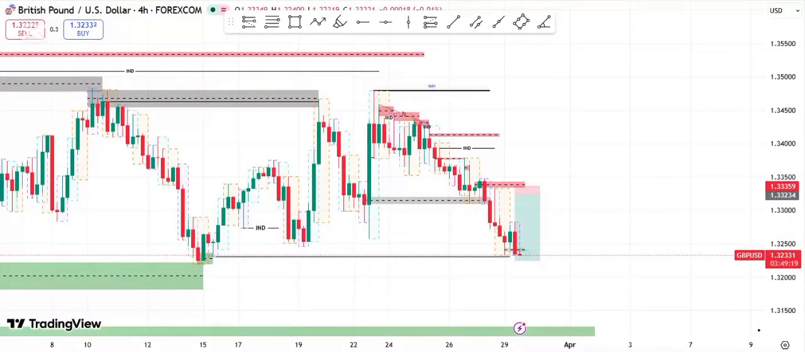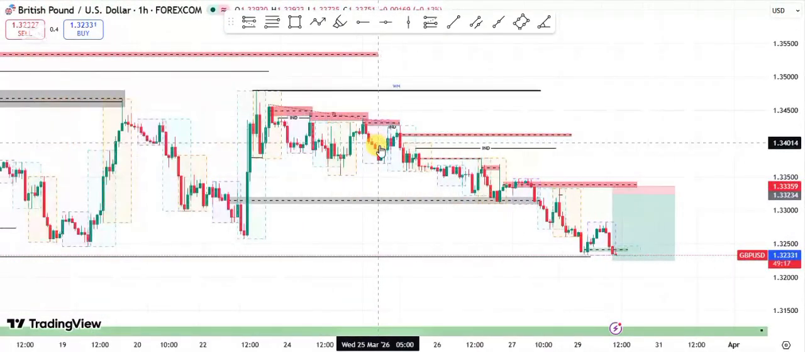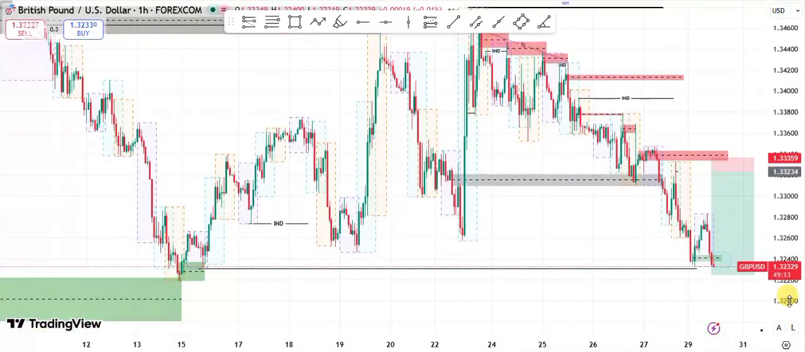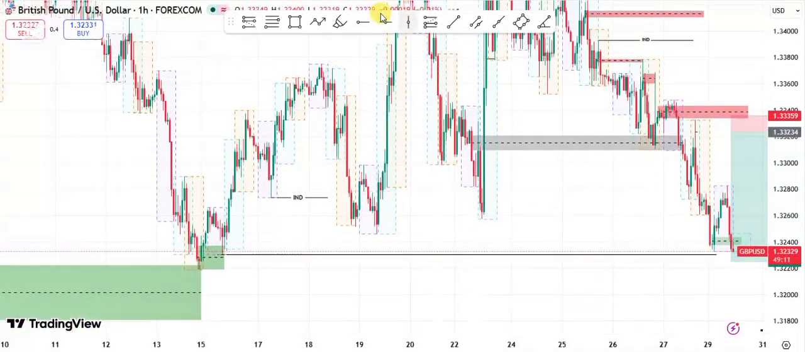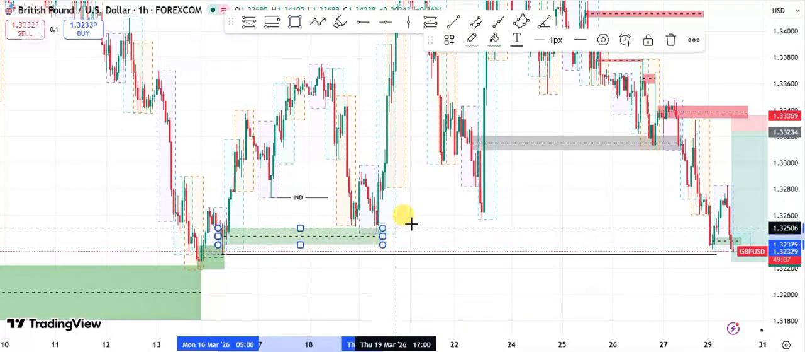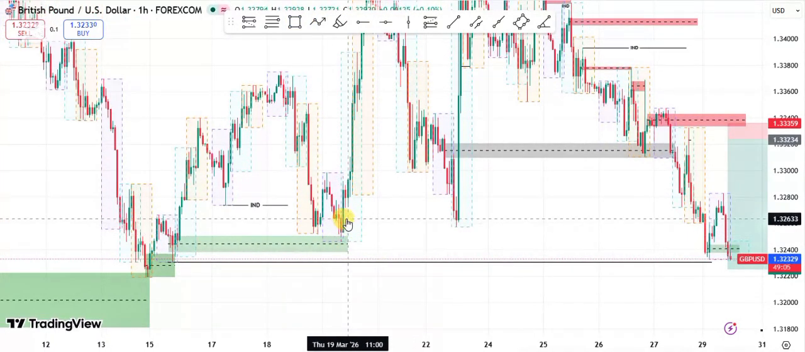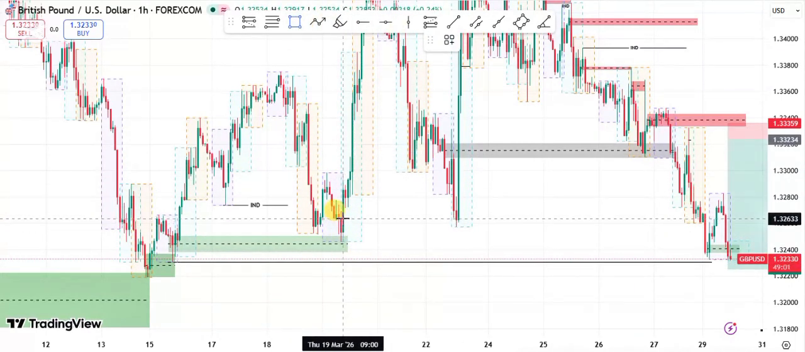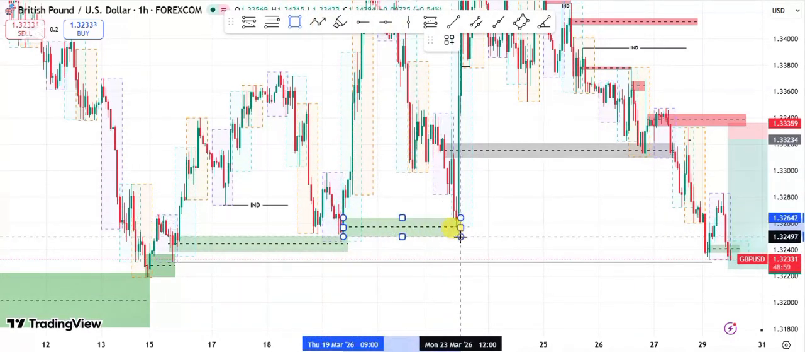So that was why I went to the 1 hour time frame, and this was the day I traded. I went to the 1 hour time frame, and then I marked the previous order flow, which was this. I knew that this level here, this order block here, was going to be used. So I marked it.